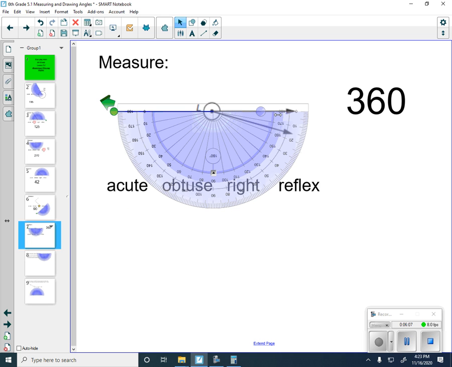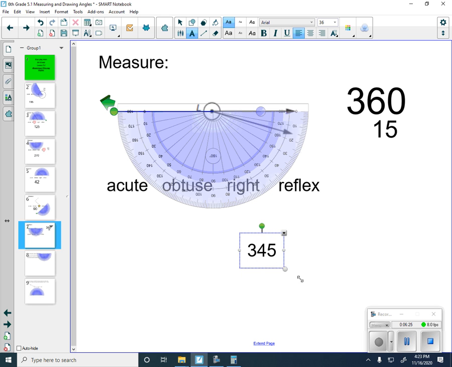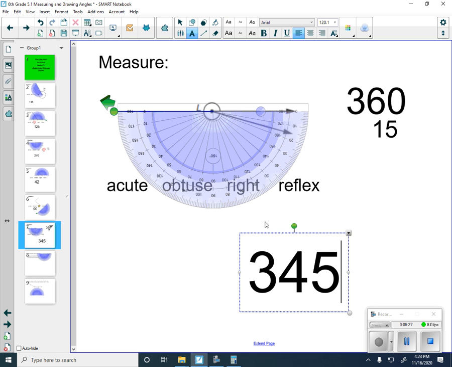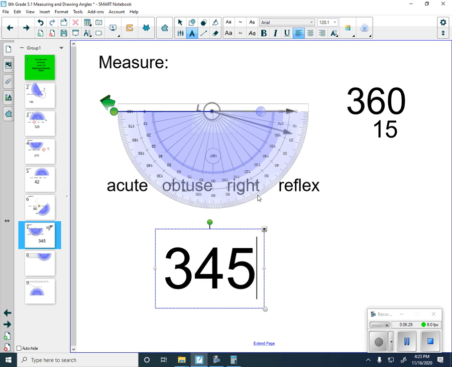So I measured it right up. So this inside angle looks like it's right on this mark right here, which would be between 10 and 20, which is 15 degrees. So we're going to subtract 15 from 360, which gives me 345 degrees. If it's 345 degrees, that means it is a reflex angle. There's a lot of reflex angles today.